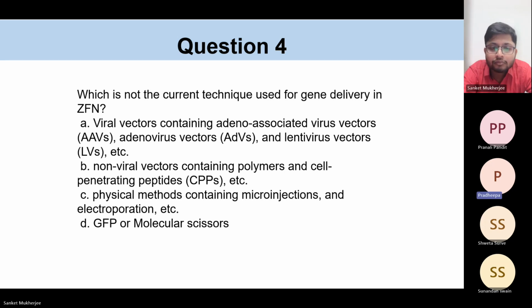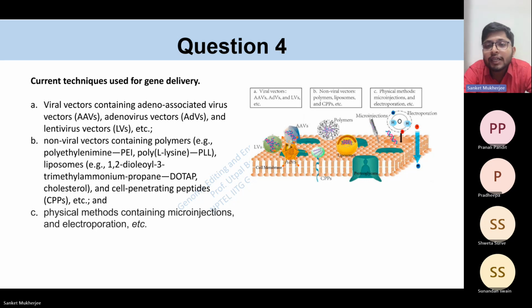GFP or molecular scissors. Okay, so what are molecular scissors? Restriction enzymes. You are right. So these are restriction enzymes or GFP. So the current techniques which are used are viral vectors. So these are viruses which are modified, where we disarm these viruses for their virulence, and we then transfer a gene. Very similar kind of things, like adenovirus vectors, have also been used for COVID vaccines.